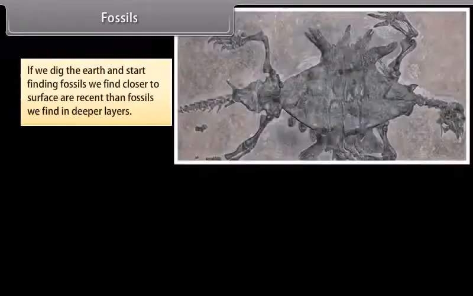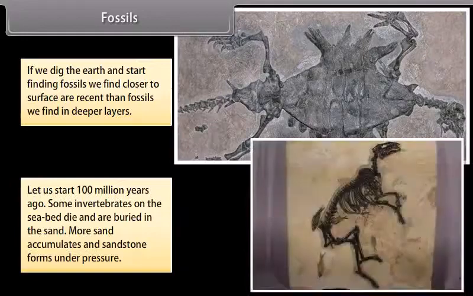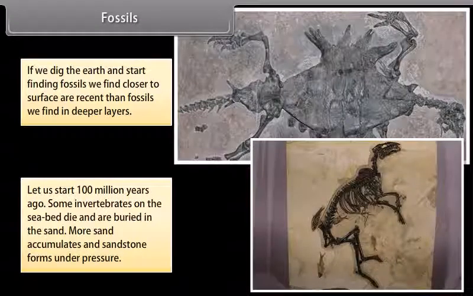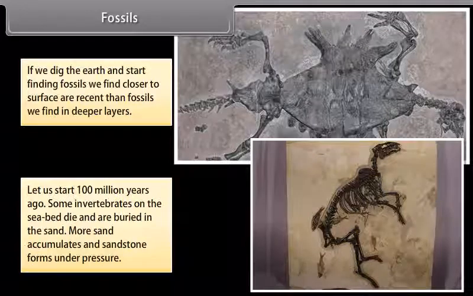If we dig the earth and start finding fossils, we find that fossils closer to the surface are more recent than fossils we find in deeper layers. Let us start 100 million years ago. Some invertebrates on the seabed die and are buried in the sand. More sand accumulates and sandstone forms under pressure.